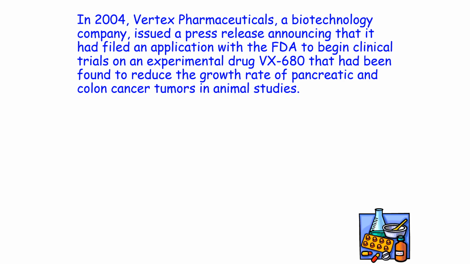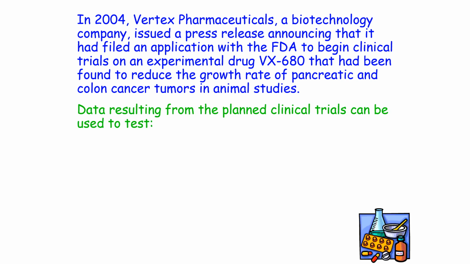Let's look at another example. In 2004, Vertex Pharmaceuticals, a biotechnology company, issued a press release announcing that it had filed an application with the FDA to begin clinical trials of an experimental drug, VX-680, that had been found to reduce the growth rate of pancreatic and colon cancer tumors in animal studies. So the data resulting from the planned clinical trials can be used to test.